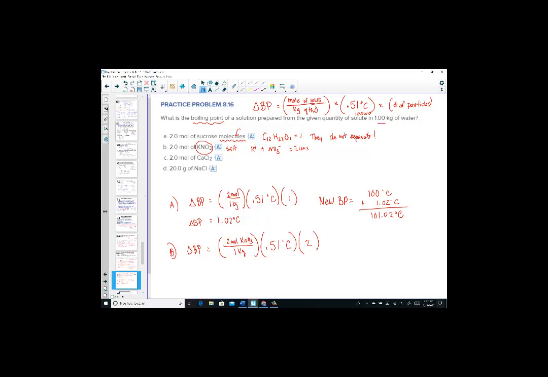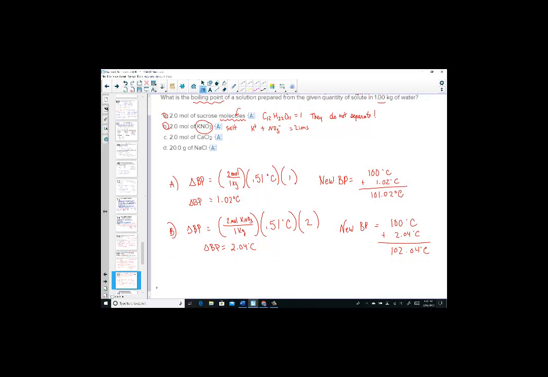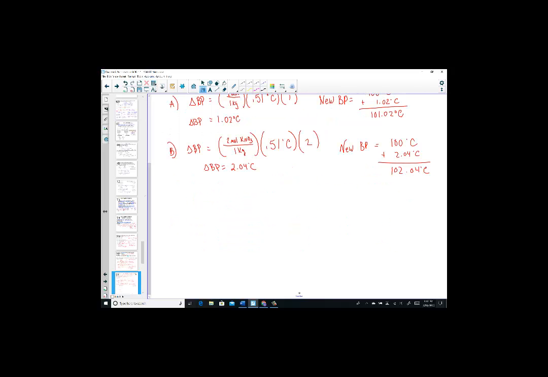So the same quantity of sugar and this salt, the salt is going to have twice the effect because it can dissociate and give me twice the number of particles. 2 times 0.51 times 2 gives me 2.04. That's the change. So remember, the new boiling point would be added to the original 100 degrees. And now it's going to boil at 102.04 degrees Celsius. A slight change, a little bit of an elevation.